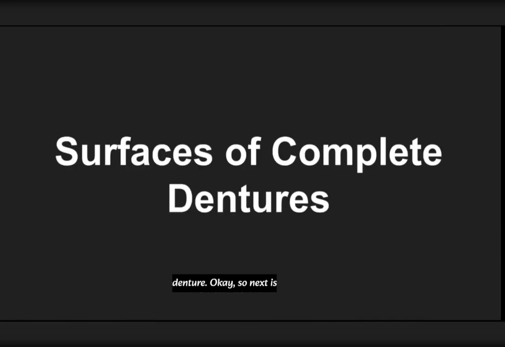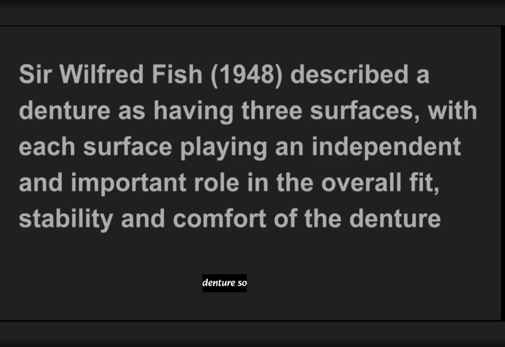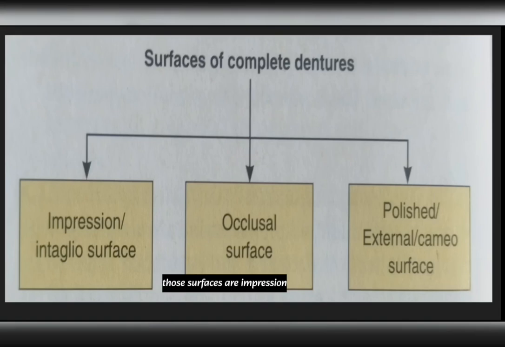Okay, so next are the surfaces of a complete denture. What are the surfaces you can see in a complete denture? Sir Wilfred Fish in 1948 described a denture as having the following three surfaces, with each surface playing an independent and important role in the overall fit, stability and comfort of the denture. Those surfaces are the impression surface, occlusal surface and polished surface.